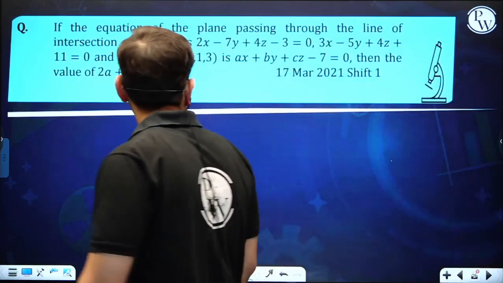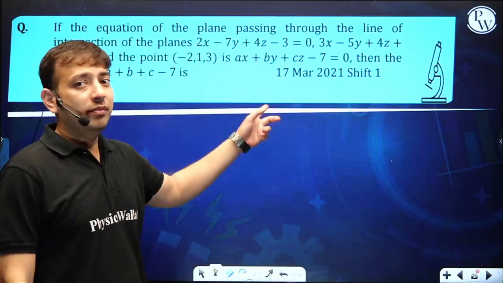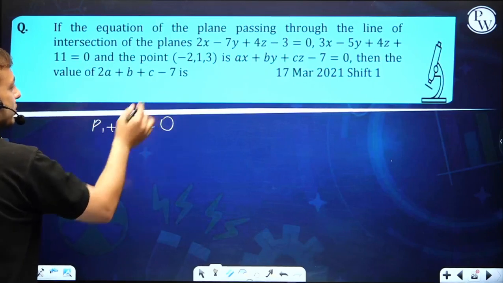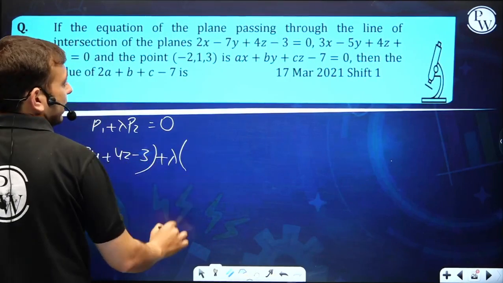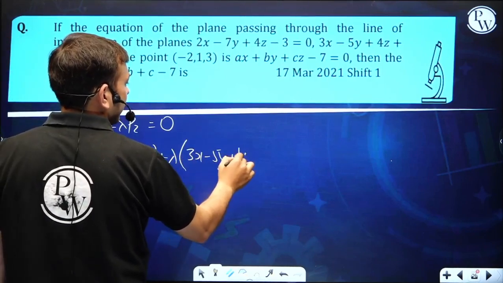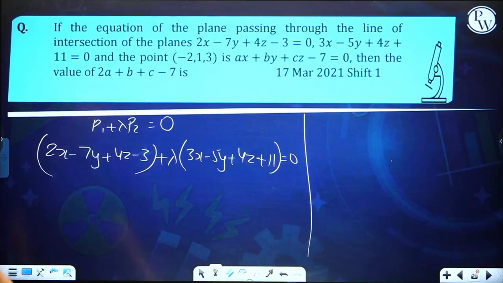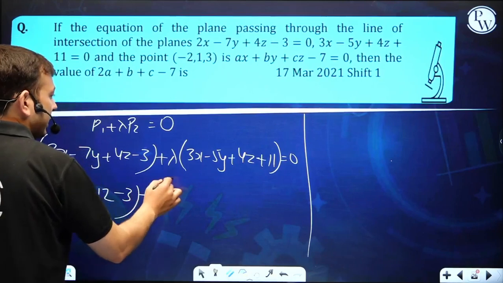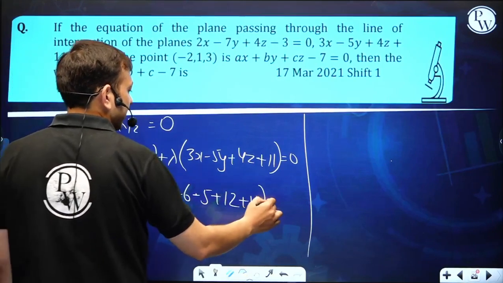Now, if the equation of the plane passing through the line of intersection of the planes and the point, sir, again, 2021. Intersection of the planes means family of planes. So it will become P1 plus lambda P2 is equal to 0. So 2x minus 7y plus 4z minus 3 plus lambda times 3x minus 5y plus 4z plus 11 equals 0. Now this plane passes through minus 2, 1, 3. So minus 4 minus 7 plus 4 threes are 12 minus 3 plus lambda times 3 into minus 2 is minus 6 minus 5 plus 12 plus 11 equals 0.